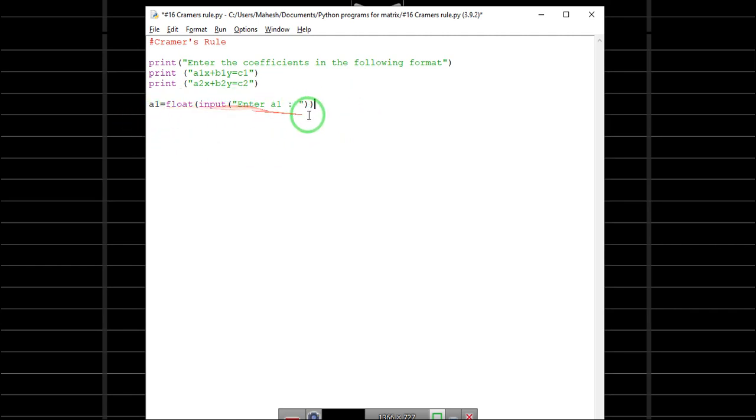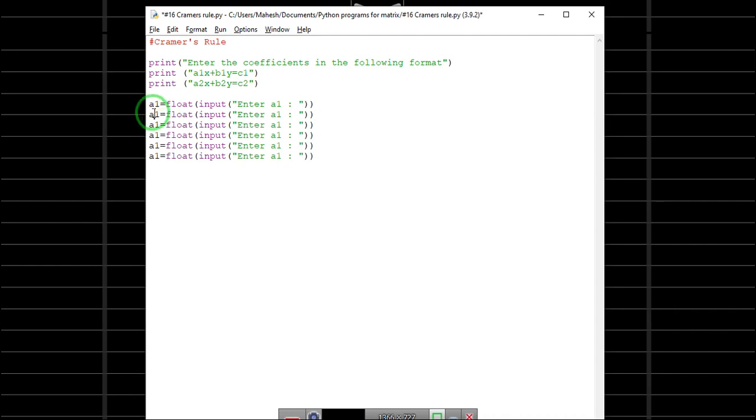Similarly, we will tell the user to put the values of the other ones. So let me just copy and paste. We will have six values, so let me paste this six times. So this is a1, and this is b1. That's to reduce our work.